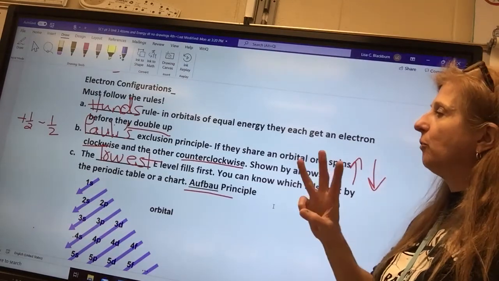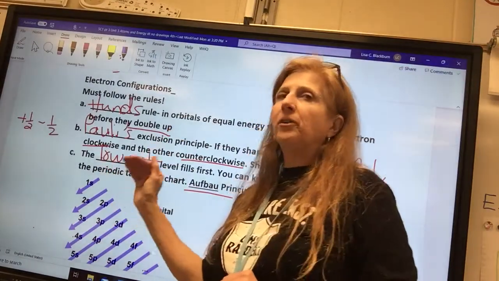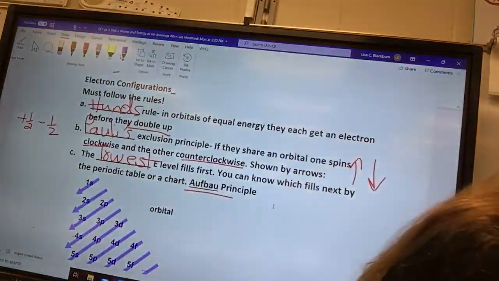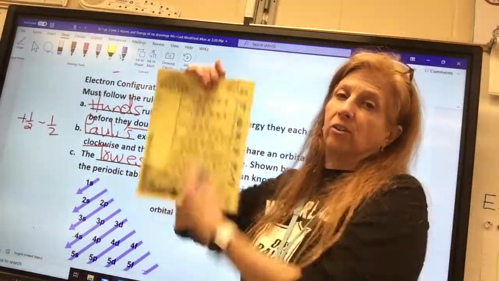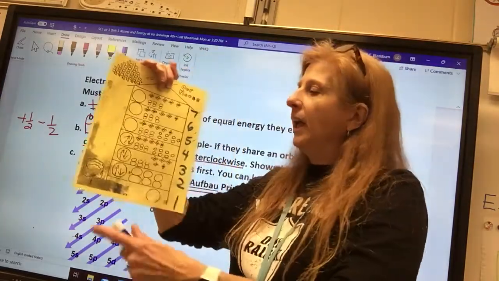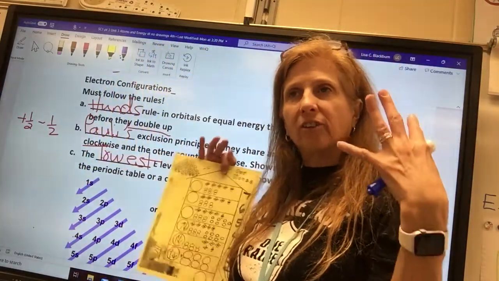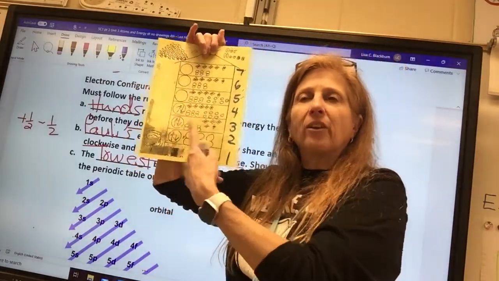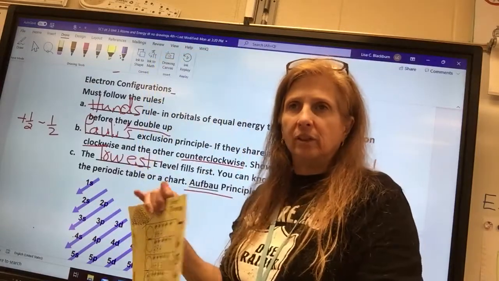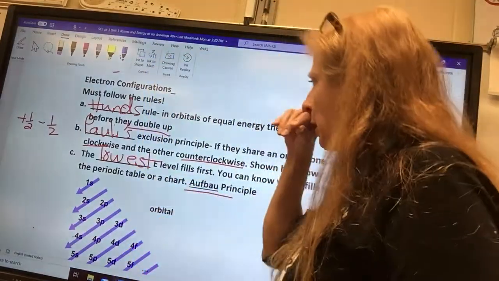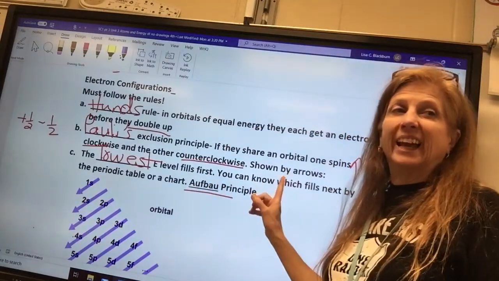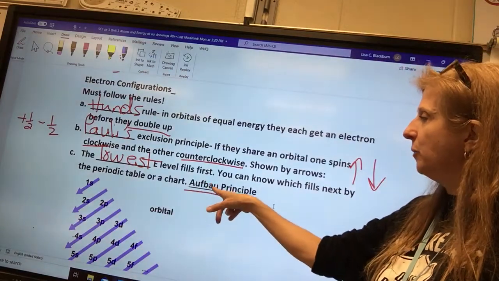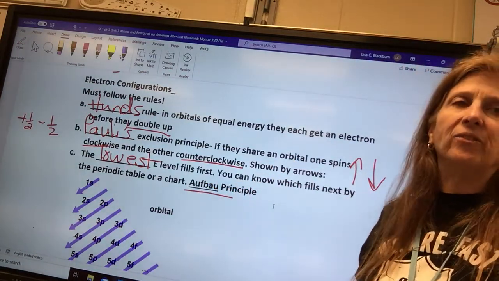Okay, the third rule is that the lowest energy level fills first. So if you think about it, if this is a house, notice there's no stairs. They have to hop between levels. If you were an electron, try to imagine yourself as an electron, wouldn't you rather not have to do all that hopping? So you would rather live on a lower energy level in general. Yeah, it all has to do with energy. And this is called the Aufbau principle, and I think I left it off your notes, so write it down because it's on the test. Aufbau, A-U-F-B-A-U, Aufbau principle. That's fun to say.